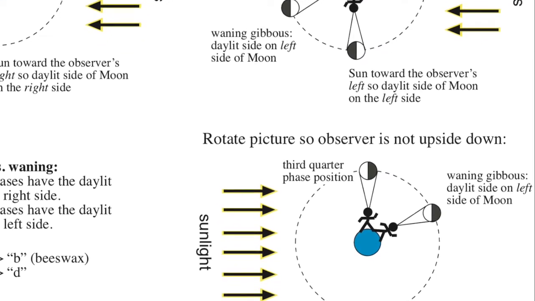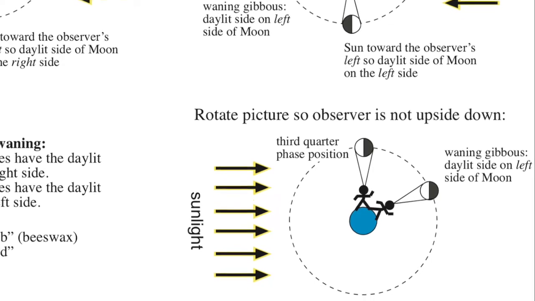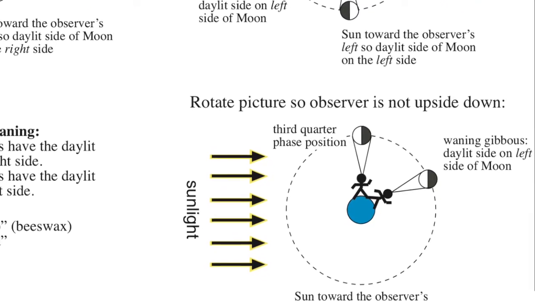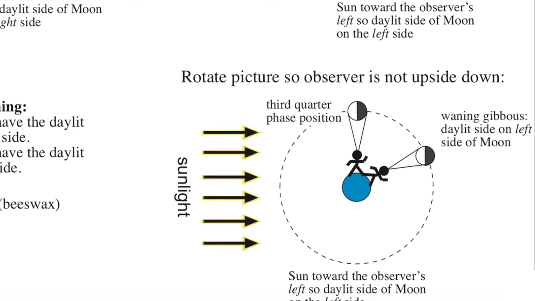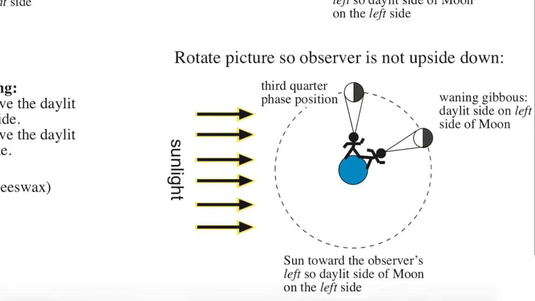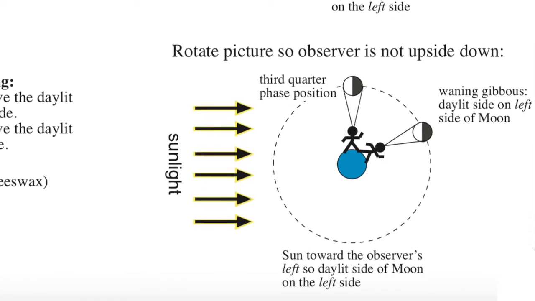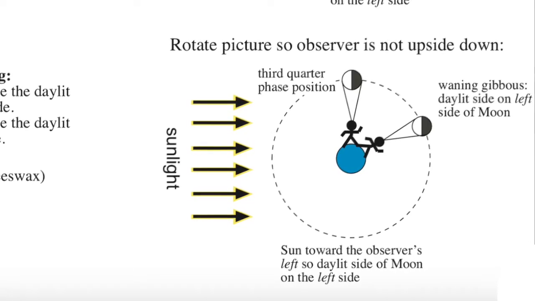At the top of the page, the second sentence says, "To help picture what the observer sees from their position on Earth, rotate the picture so that the observer looking at the moon is right side up." That's what I did with the lower right picture. The sun is now on the left. The observer is facing right side up, not upside down. The third quarter and waning gibbous phases are lit on the left side facing the sun.